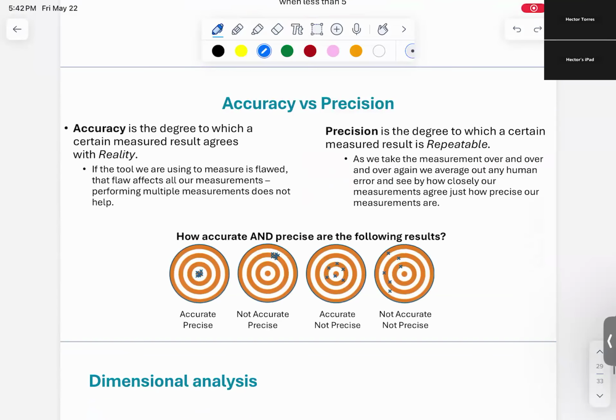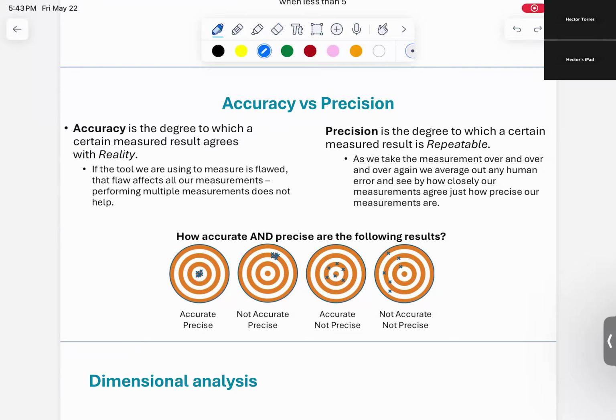Let's go on to accuracy and precision. These are two concepts that seem similar but are very different. Accuracy is the degree to which a measured result agrees with reality, so how correct are your results? Precision, on the other hand, is the degree to which measured results are repeatable. If I run an experiment 100 times, how many times am I going to get the same answer? Precision doesn't quite mean that it's accurate, and accurate doesn't always mean it's precise.